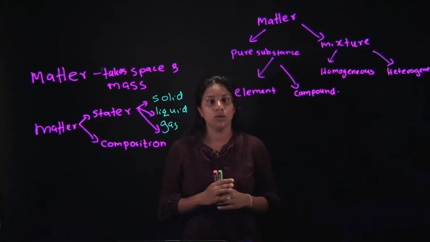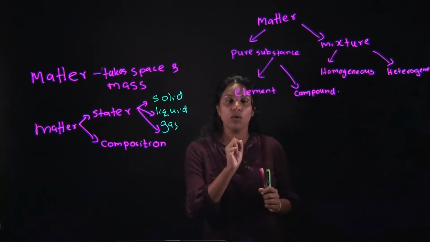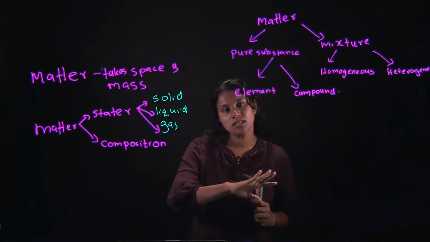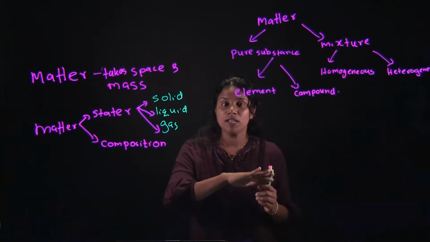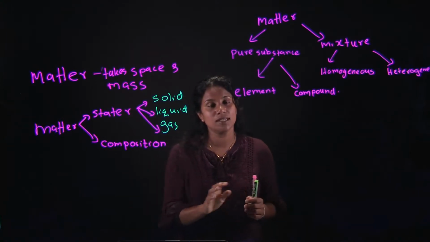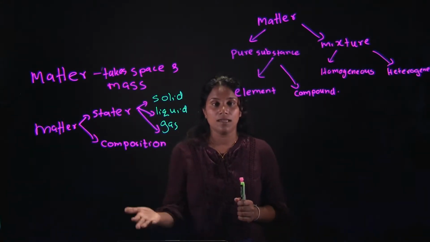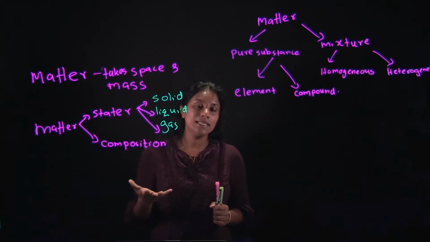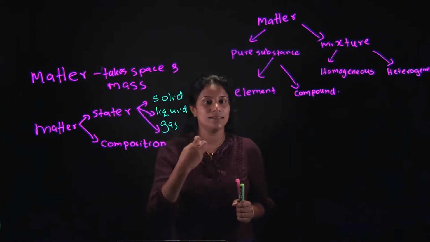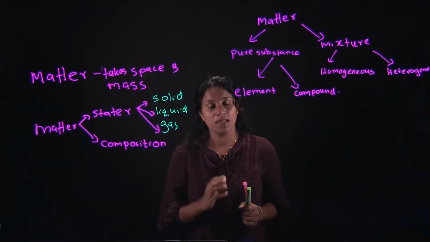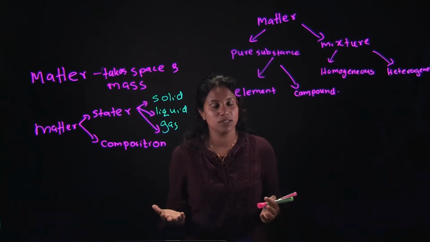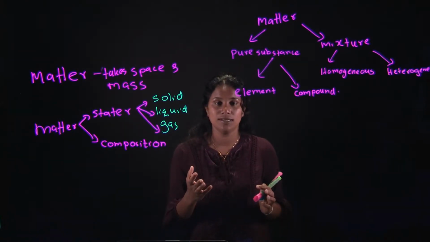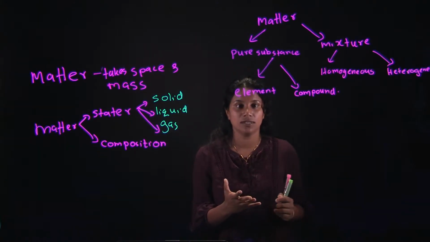Mixtures, two types: homogeneous and heterogeneous. A homogeneous mixture is a mixture made out of more than two compounds or elements, but you see it as uniform. It's a uniform substance. A good example is sweet tea. You don't see separate compounds in sweet tea. And if you dissolve sugar in water, it's a homogeneous mixture. Air is a homogeneous mixture, and blood is also a homogeneous mixture.